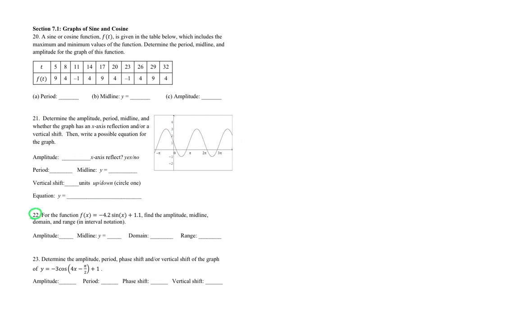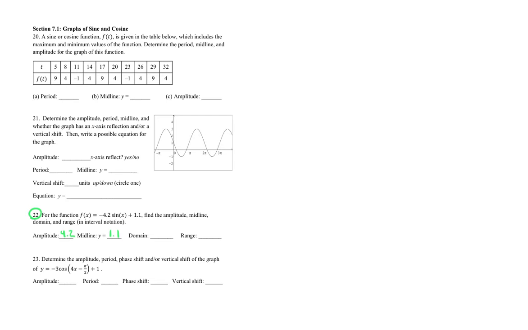Okay, next we're given this function negative 4.2 sine of x plus 1.1, and we need to find a bunch of things for it. The amplitude is pretty nice. It's just given to us in the formula. It's just that 4.2. And then our midline, normally our midline for sine is located at y equals 0, and here we have a vertical shift of 1.1. So we can think about shifting our midline up by 1.1. So our midline is now at 1.1, it used to be at 0.